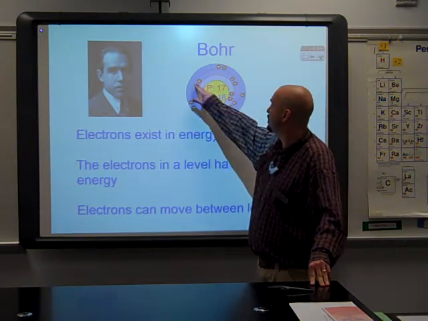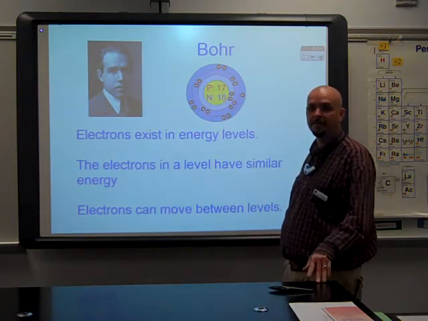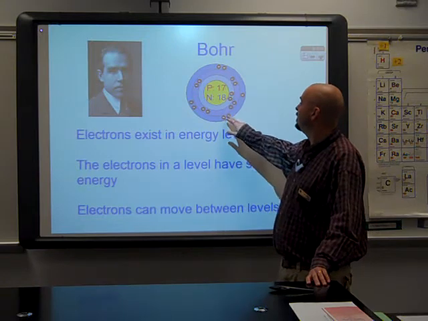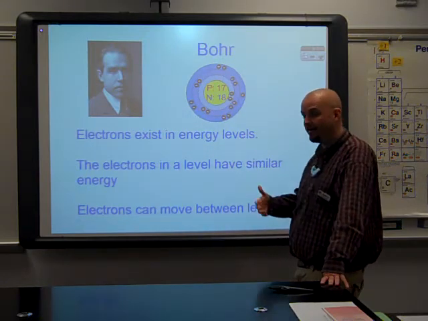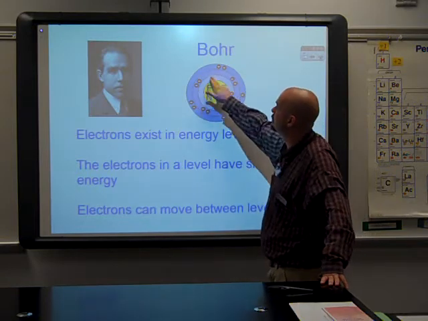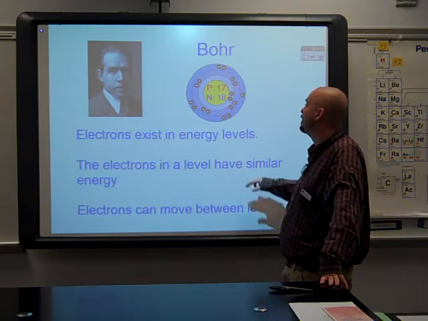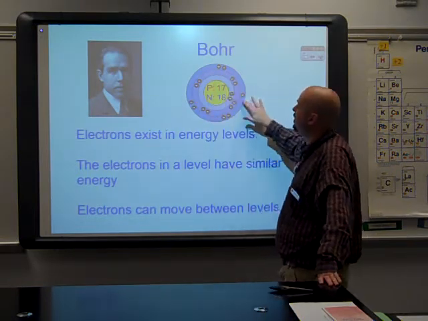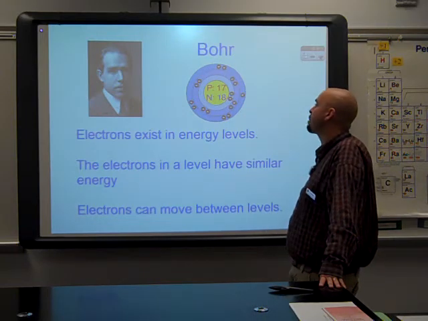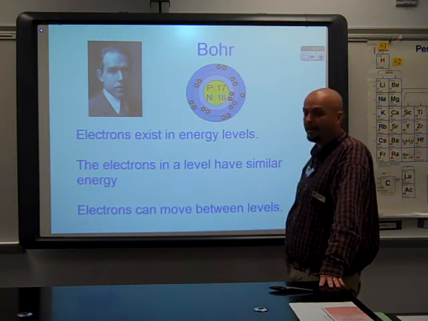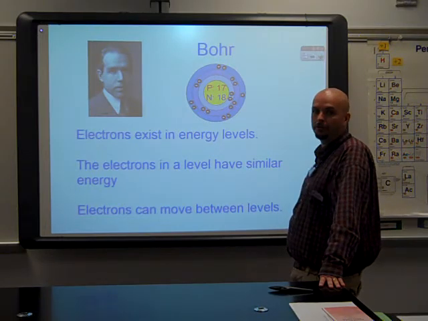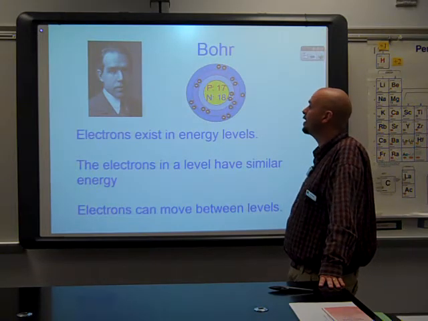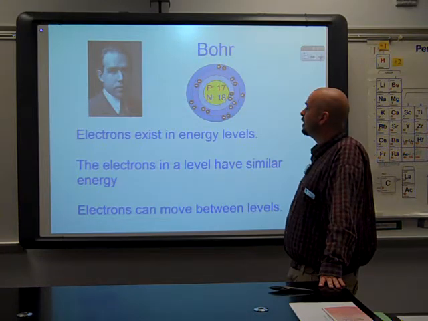We have 2, 4, 6, 8 electrons in the second level. They have very similar energy. These 2, 4, 6, 7 electrons in that third level, again, they have similar energy. The ones closest to the nucleus have the lowest energy. The ones furthest from the nucleus have the highest energy. The electrons move randomly inside these energy levels, not in nice, neat circular paths. More like moths flying around a light bulb. They go just wherever, whenever.